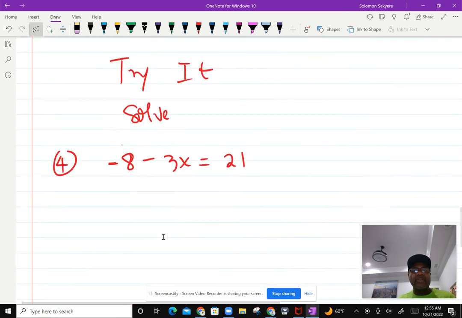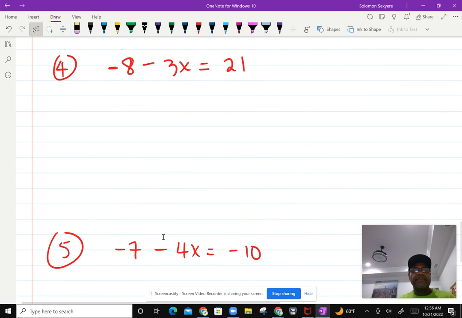Now I have these two for you to try and send me your answers. Okay? Do these two and then send me your answers. All right? Keep on practicing. And all things being equal, you shall what? You shall bloom.